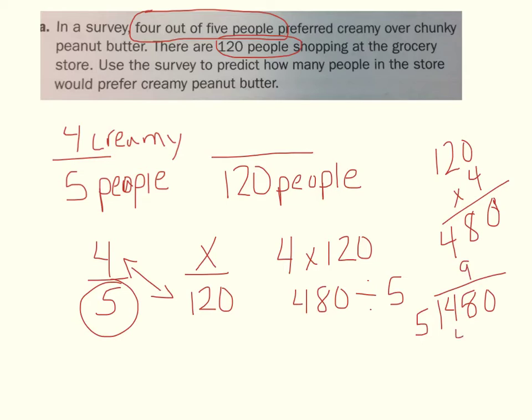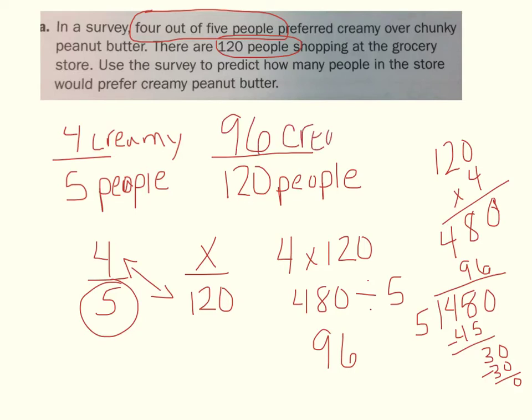I am going to work on this problem until it is completely solved. No remainder, I shouldn't ever have one. So 96. So 96 people in the grocery store like creamy peanut butter.